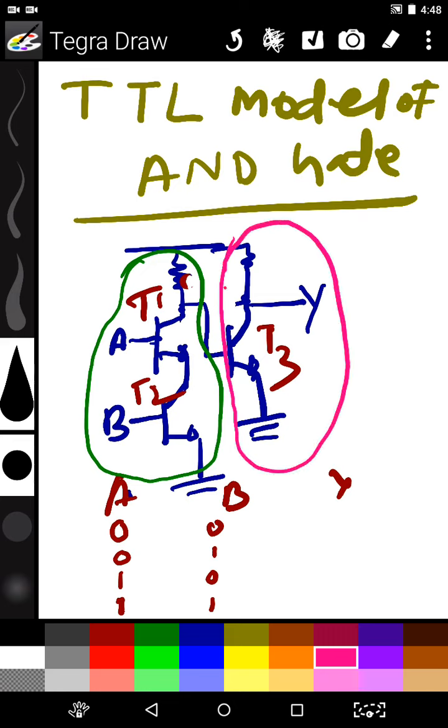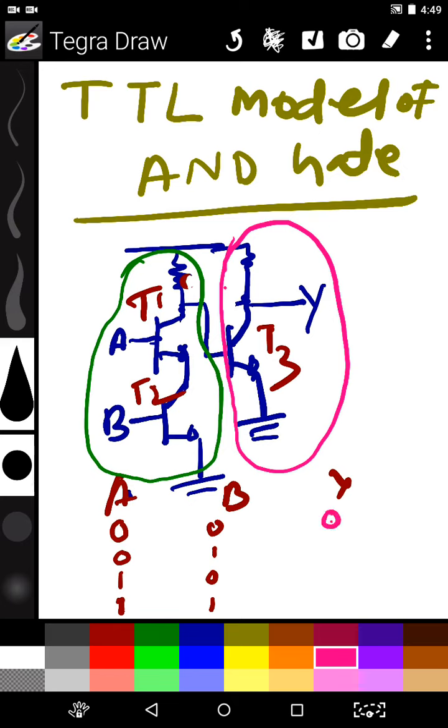As both T1 and T2 are in off conditions, we get an output from the first stage that is given as an input to the second stage. After T3 receives the input from the second stage, it will be in the saturation region, so it will ground the Y terminal, the collector terminal, through the transistor. So at Y we get the output as 0.